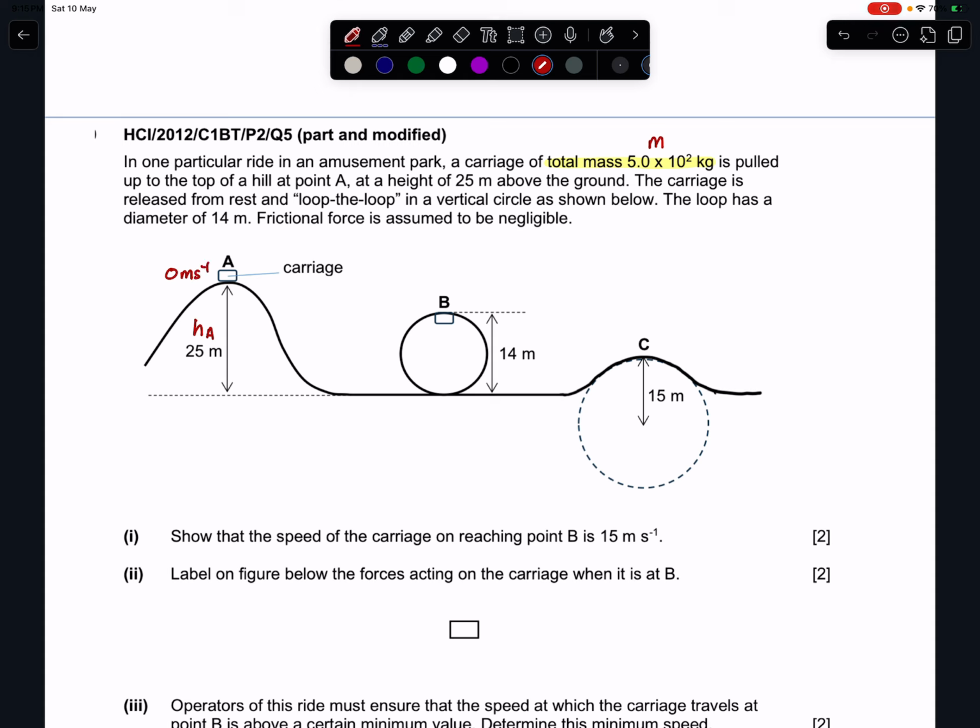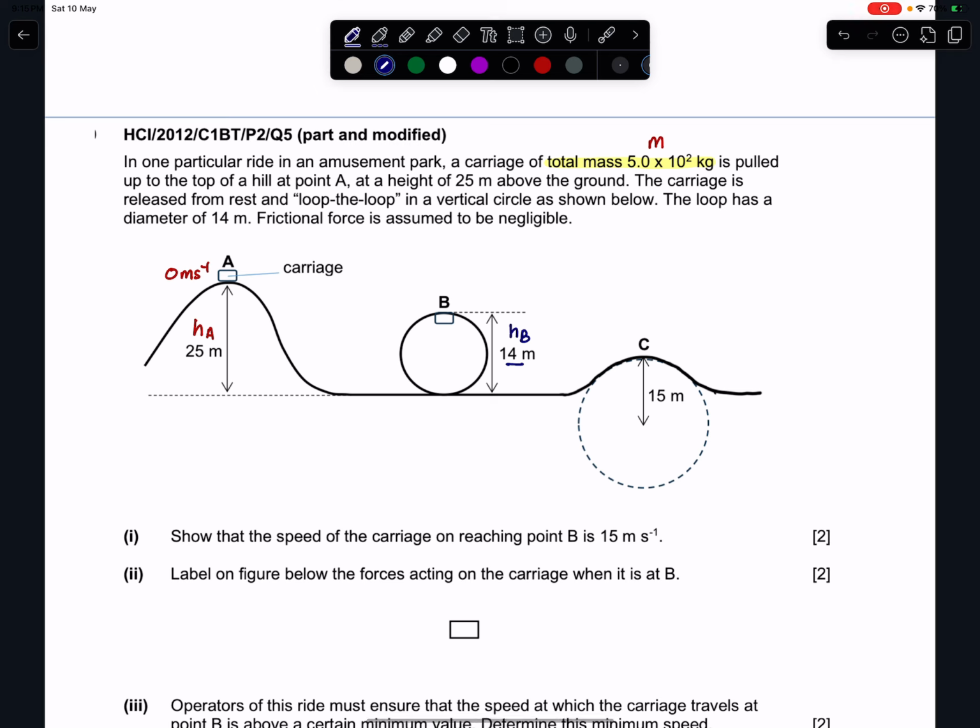And it's going to loop the loop. So it's going to come down and loop, moving down and looping the loop in a vertical circle as shown. The loop itself, we are told, has a diameter of 14 cm. I'm going to label this as HB.